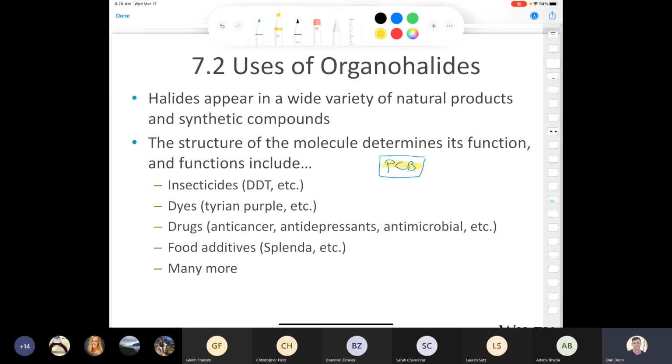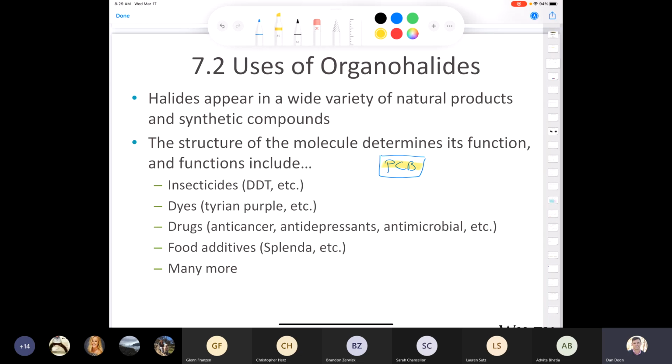And I have a note here in my slides that one of my students asked me, is that the same thing as PCP? Okay, so PCP is angel dust if you have ever studied illegal drugs. So PCP is phencyclidine, so that's something that's a little bit different. That's used for its mind-altering effects.